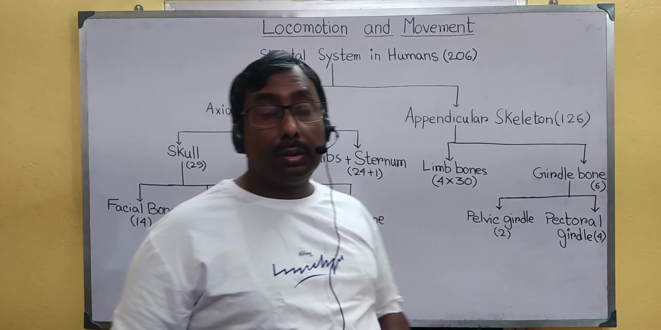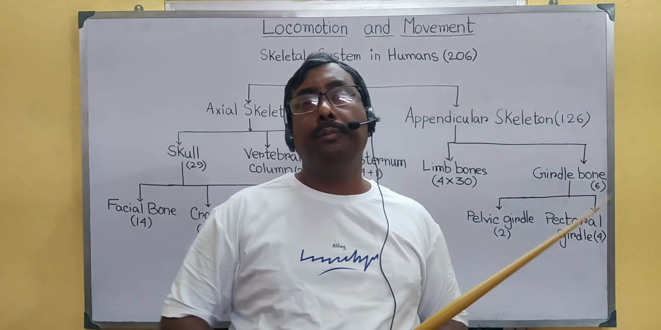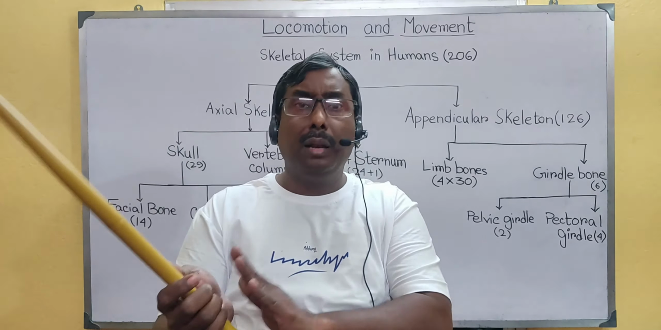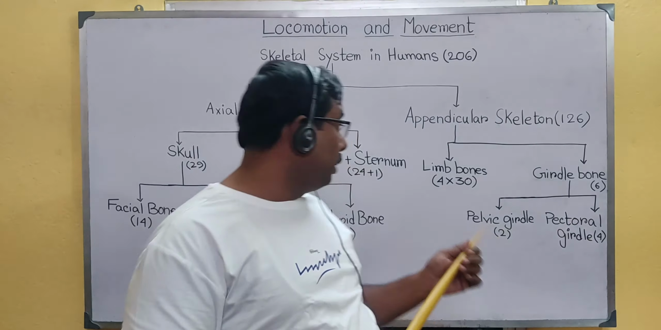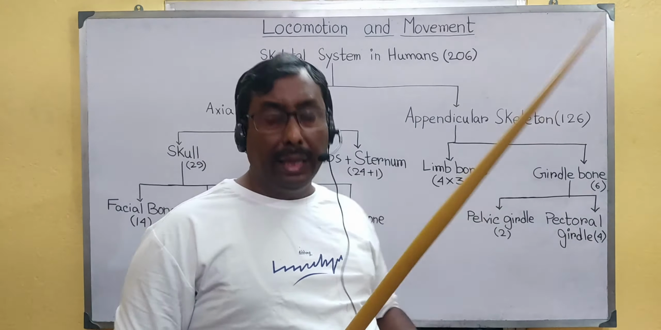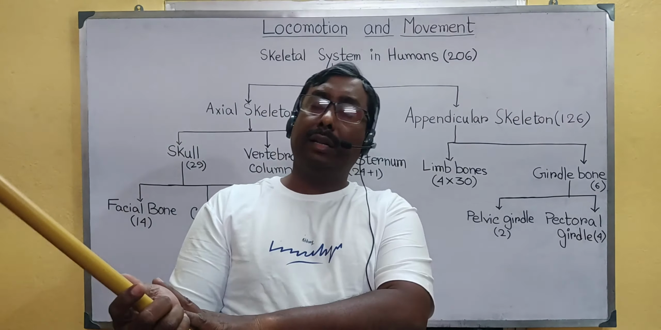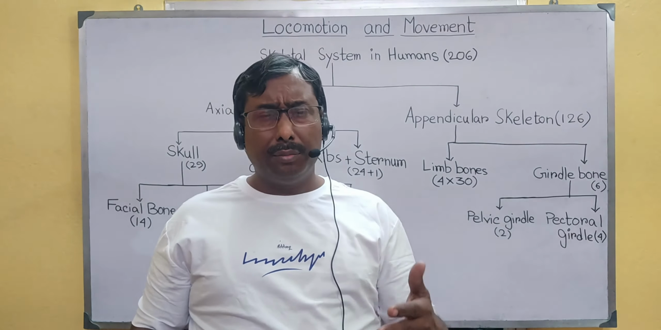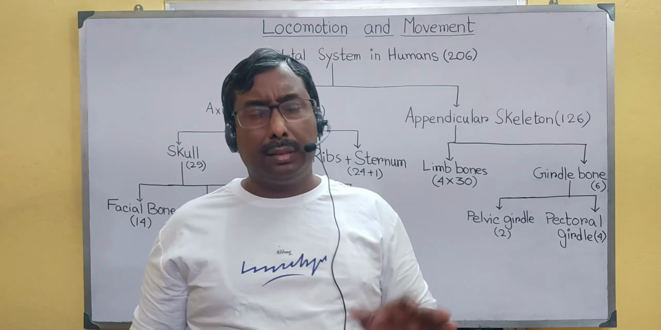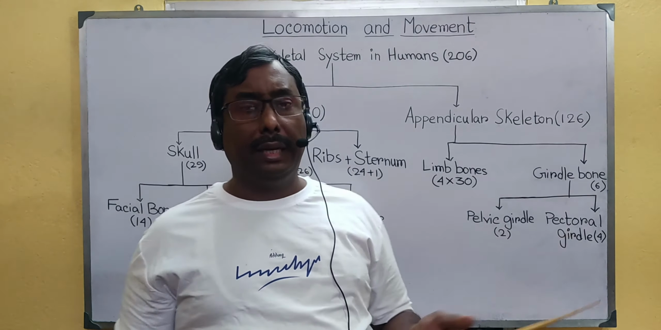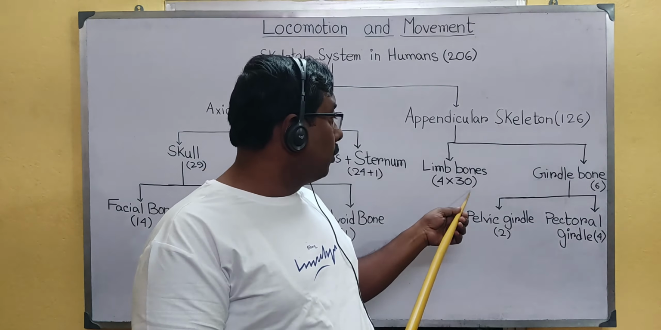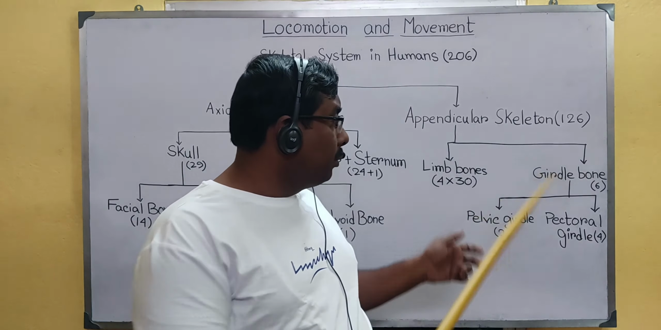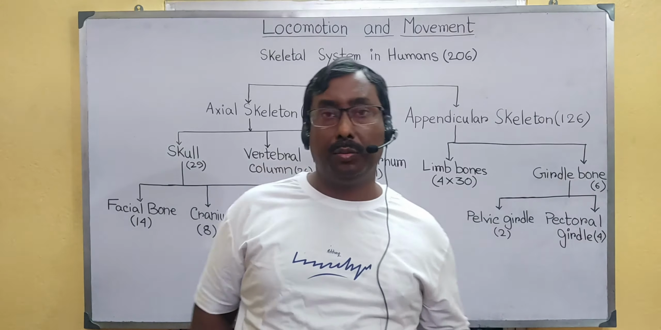Now the limb bones. The upper limb contains bones: humerus, radius, ulna, carpals, metacarpals, phalanges. Including that, 4 into 30. That means this arm contains 30 bones, this arm contains 30 bones, like this. Actually the number is a little bit different, but 4 into 30, so total 120 bones. 120 bones and 6 bones, 126 bones.